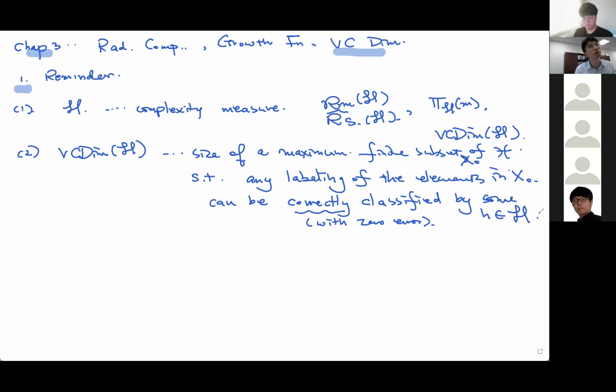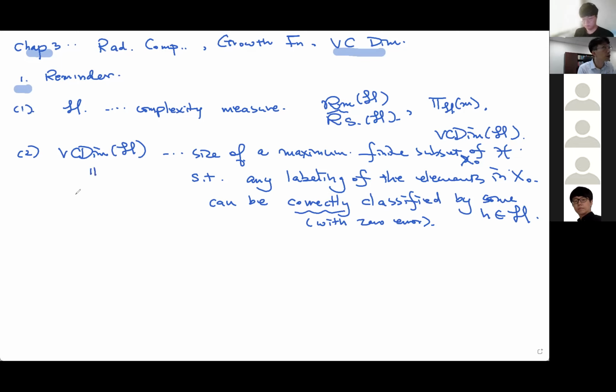So whatever label you give, in a sense we can get it right with 0 error by choosing the appropriate hypothesis. And if the largest finite subset doesn't exist, which means that for any n there is always such a subset, then the VC dimension is infinite. More formally, the VC dimension is defined in terms of the growth function.